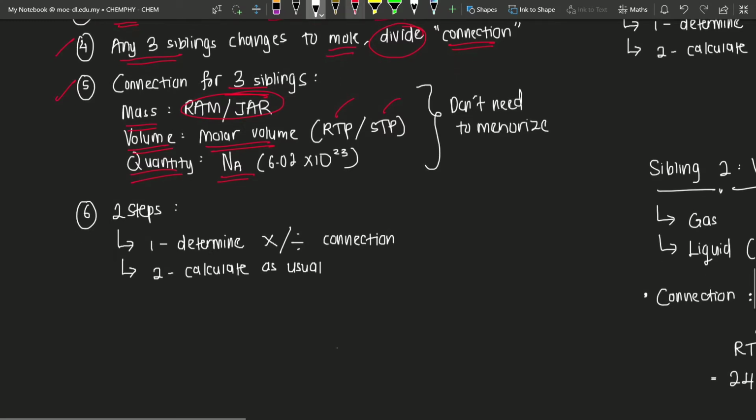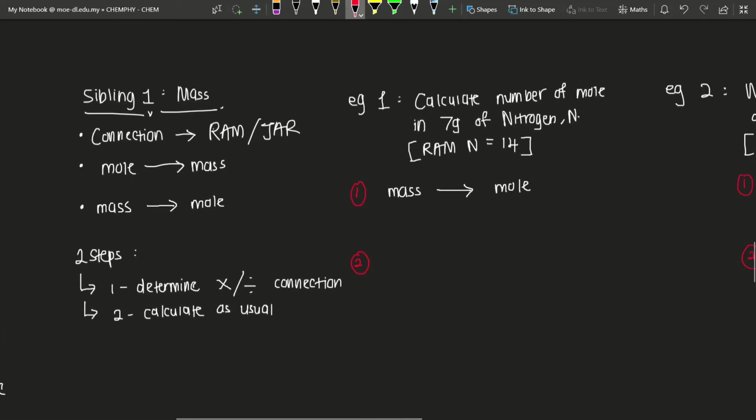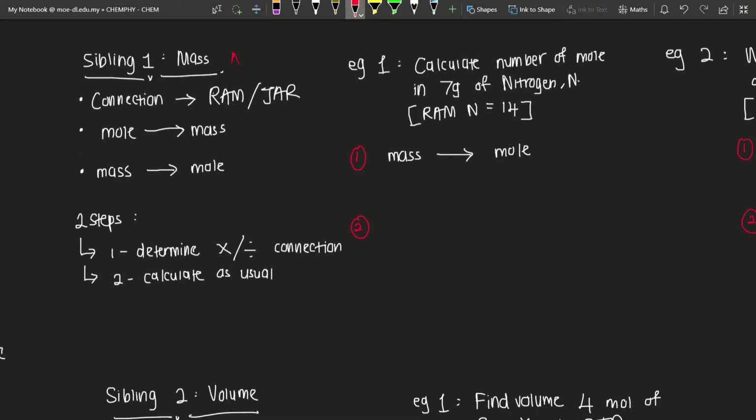So last thing for you to know before we try some sample question is two steps for you to apply. The first step, you have to determine whether we want to multiply or divide the connection. Okay, you guys must read the question carefully and then determine nak darab ke nak bahagi connection. Step kedua, you guys will calculate as usual. So without further ado, let us take a look at the first sibling, our mass. Sibling pertama, kita punya jisim.